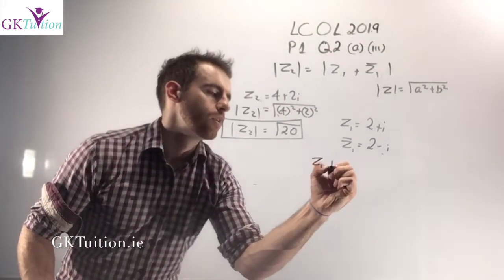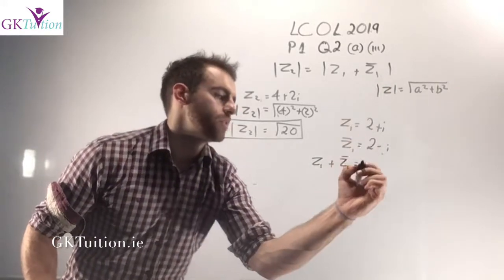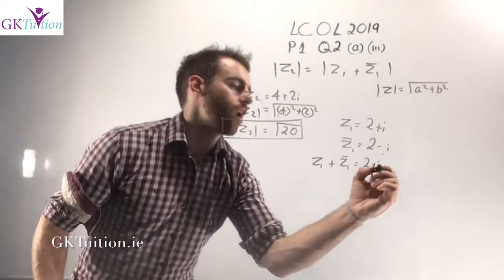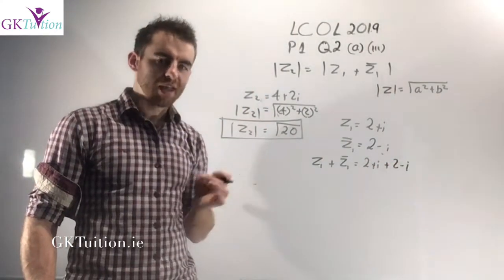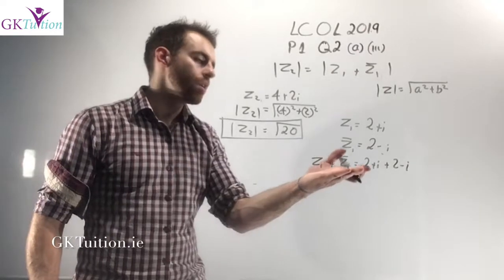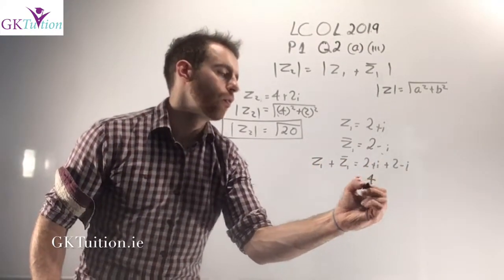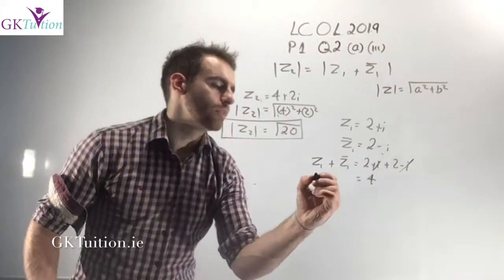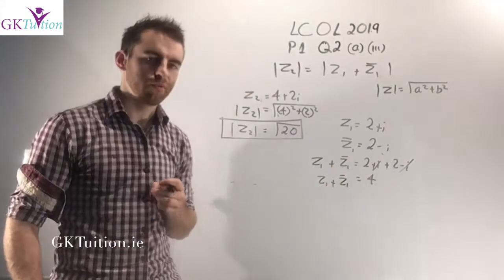So z1 plus the conjugate of z1 is, in this case, 2 plus i, which is z1, plus the conjugate, which is 2 minus i. So I just need to add both of those together. If I add them, I just need to group the like terms. 2 plus 2 is 4, and plus i minus i cancel each other out, which means, simplified fully, z1 plus the conjugate of z1 is equal to 4.